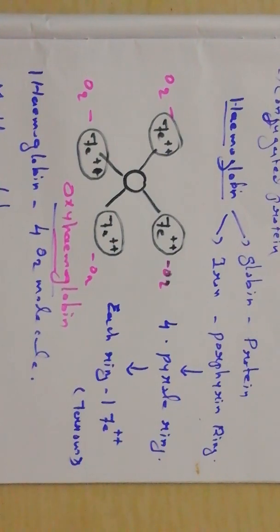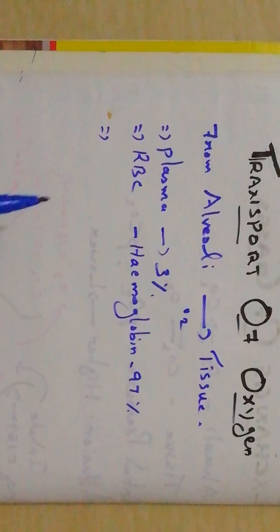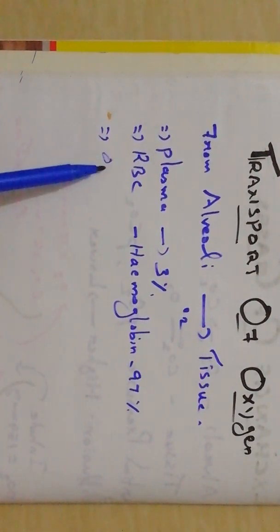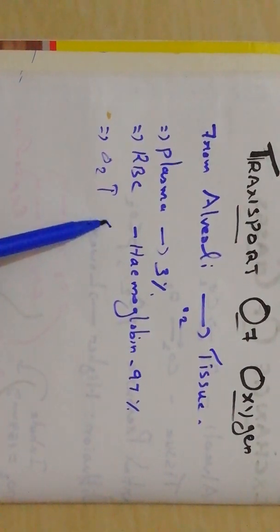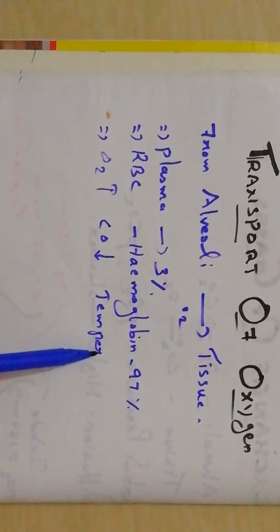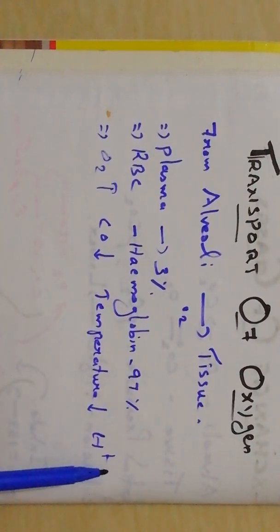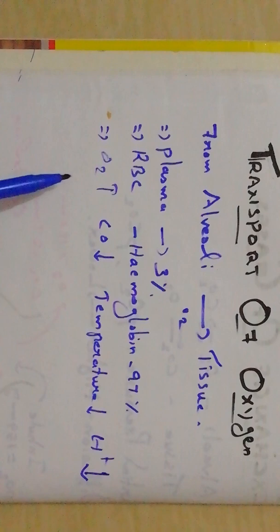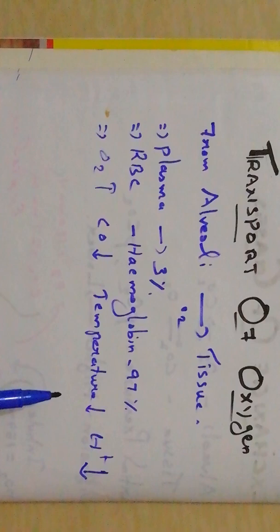And the other factors favoring this condition: since it is happening in the alveoli, the oxygen level is high, PO2 is high, moreover the carbon dioxide level is low, right? And the temperature is also low, and H plus ion level is also low. Understand? So these are all the things favoring the binding of oxygen with the hemoglobin molecule. That is a special point we could say.